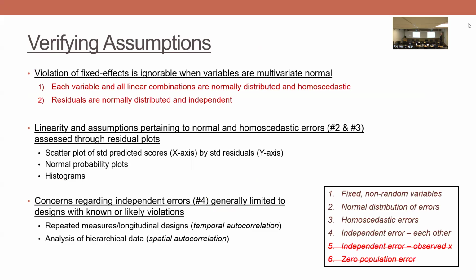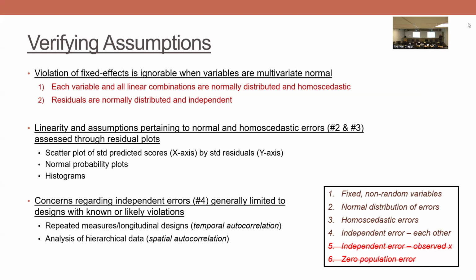So we were going through and thinking about our assumptions, okay? Violations of our fixed effect assumption, right? Here, this is okay so long as our data are multivariate normal, okay? And we're saying here that each variable and each linear combination of variables is normally distributed and homoscedastic, okay? So now, when we switch over into regression land, we do have to be worried about the distribution of our variables.